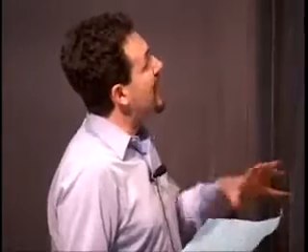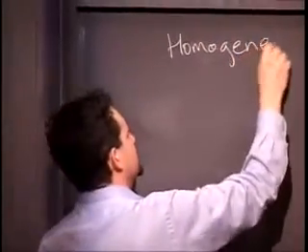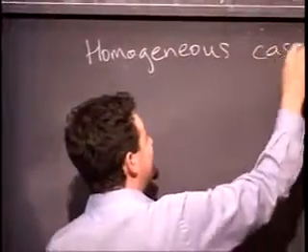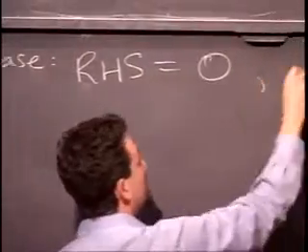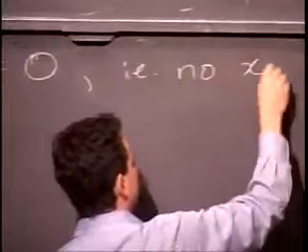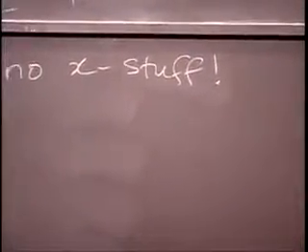All right, so in order to show you how to solve equations of this form, I've got to break it down and consider a simpler case first. I'd like to consider what's called the homogeneous case. And that is the right-hand side equals 0, i.e. no x stuff. There's no x stuff.